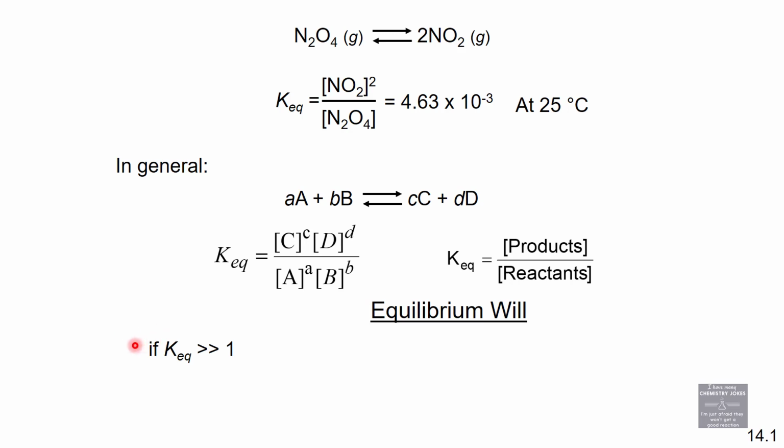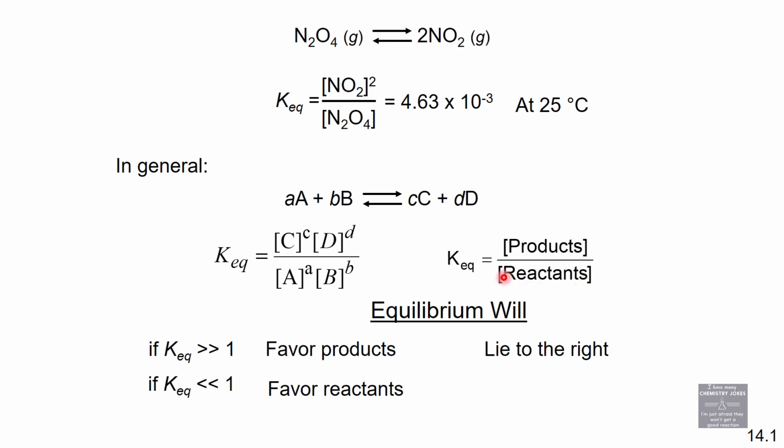If your KEQ is greater than 1, a big number, that means you have more products than reactants. That's because your numerator is a much bigger value than your denominator, so your KEQ is so large. We say that equilibrium favors products. We also say that equilibrium lies to the right, meaning there are more products than reactants in that reaction. Conversely, if KEQ is small, less than 1, we would say it favors reactants.